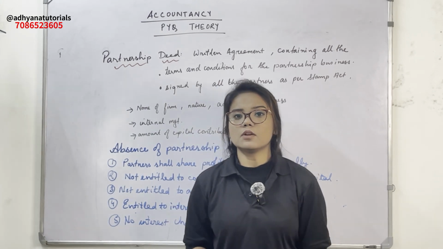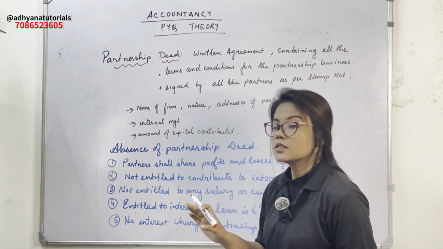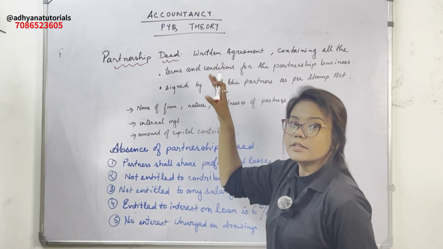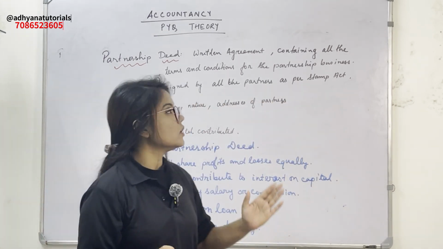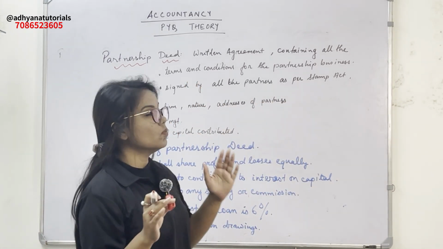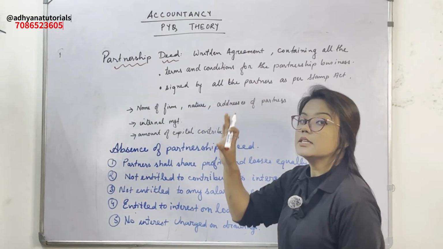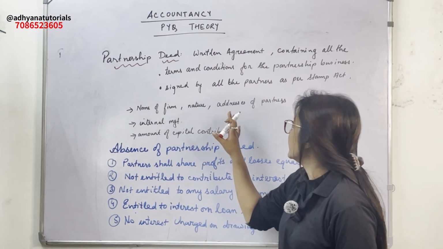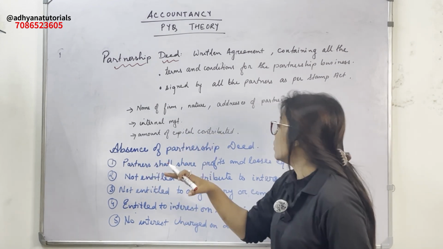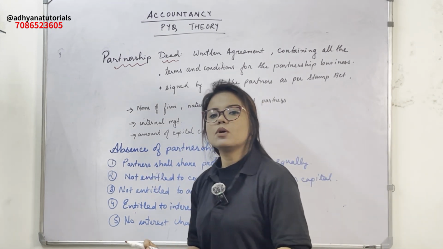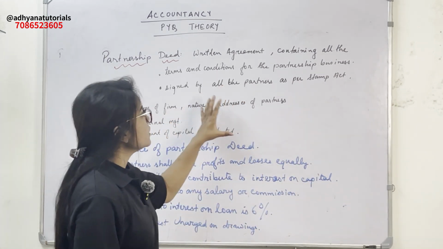I said earlier that it should be an agreement between two or more persons, so it should be a written agreement. Suppose X and Y are going to do a business together, their key terms and conditions, what their names are, the nature of the firm, the firm's name, who will contribute how much capital, who will get how much share. All of this is summed up and written in the deed or agreement.